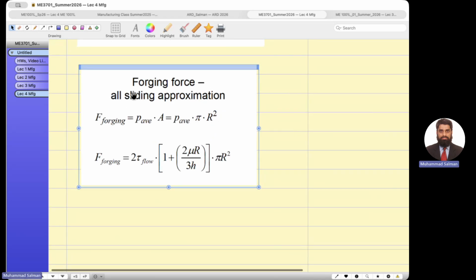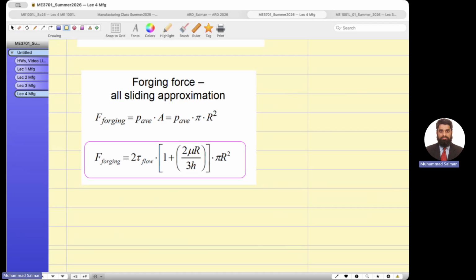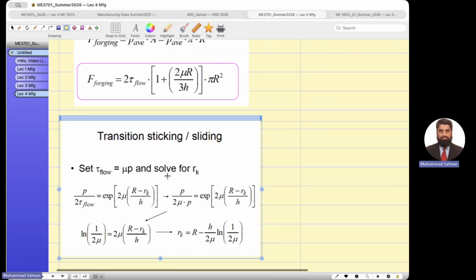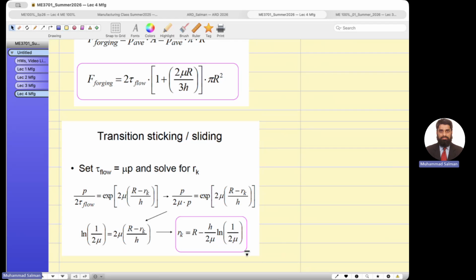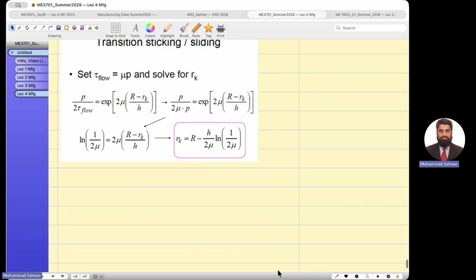So when you know the forging average pressure, you just multiply by this for the all sliding approximation. This is the formula. Here we don't consider x but only the radius. Okay, r stands for the radius. And now transition between sticking and sliding. This is r_k. You have to use this formula in order to see whether it can be all sticking or in the middle.